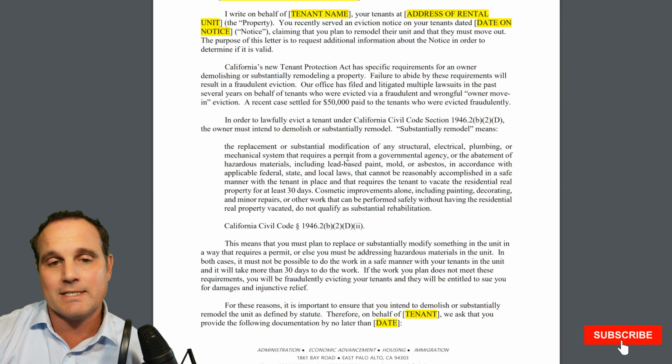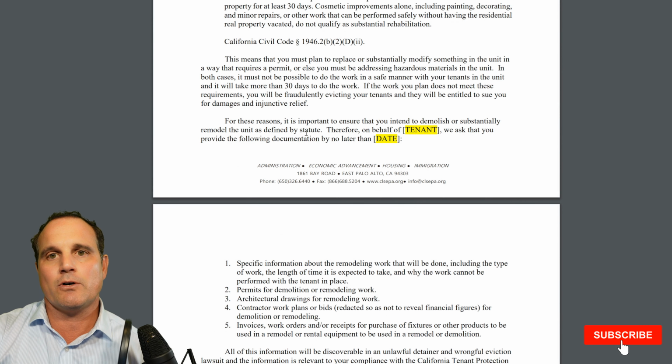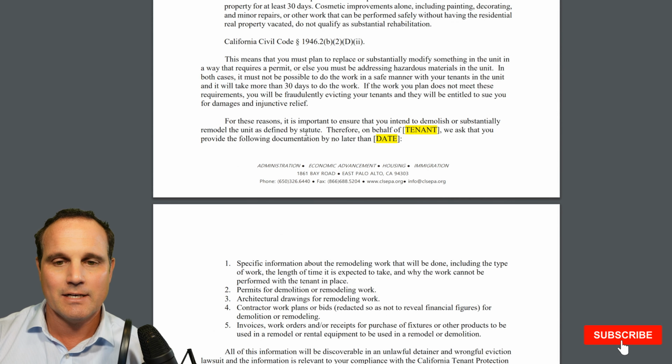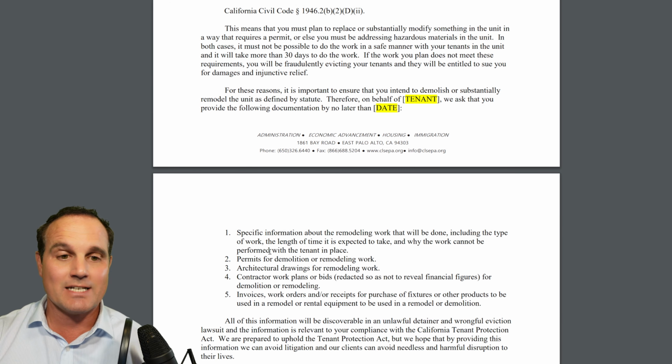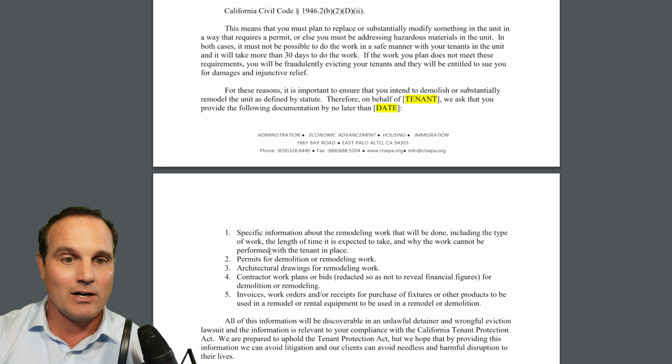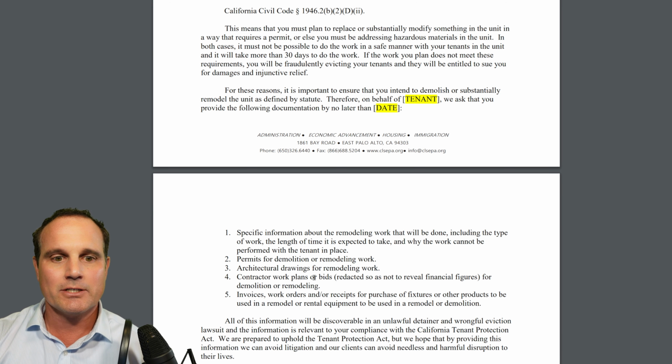They show you what needs to happen in order to qualify, and there's some other important stuff. This letter is to request certain items on behalf of the tenant from the landlord to show that they're acting in good faith. Some of the things that they say an attorney representing a tenant could ask for as discovery are specific information about the remodel, permits, architectural drawings, contractor bids or work plans, and invoices, work orders, receipts for purchases of fixtures or products to be used in a remodel or rental equipment, etc., to prove that a landlord is going to do a substantial remodel.